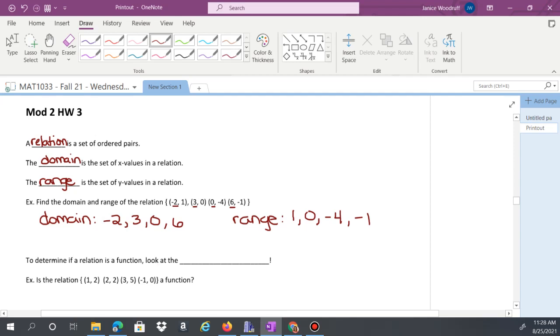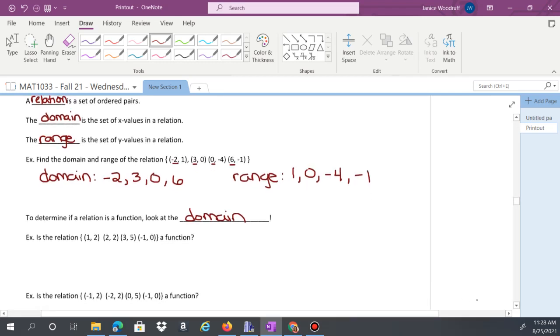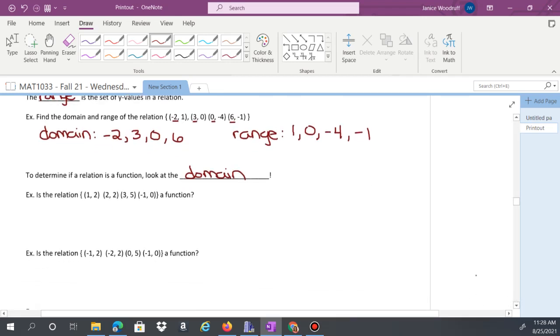Now, some relations are functions and some are not. To determine if they are functions, you're going to look at the domain and only the domain. Here is your rule: an x value cannot repeat in order for a relation to be a function. So you're going to look at the domain. If any x values repeat, the relation is not a function.